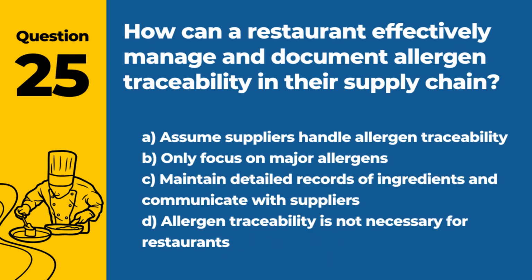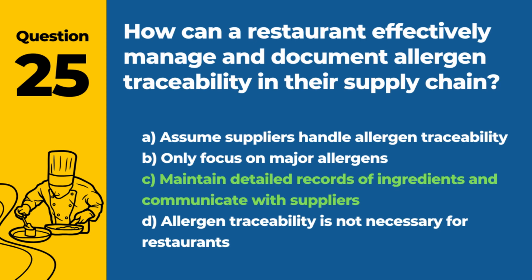Question 25. How can a restaurant effectively manage and document allergen traceability in their supply chain? A. Assume suppliers handle allergen traceability. B. Only focus on major allergens. C. Maintain detailed records of ingredients and communicate with suppliers. D. Allergen traceability is not necessary for restaurants.